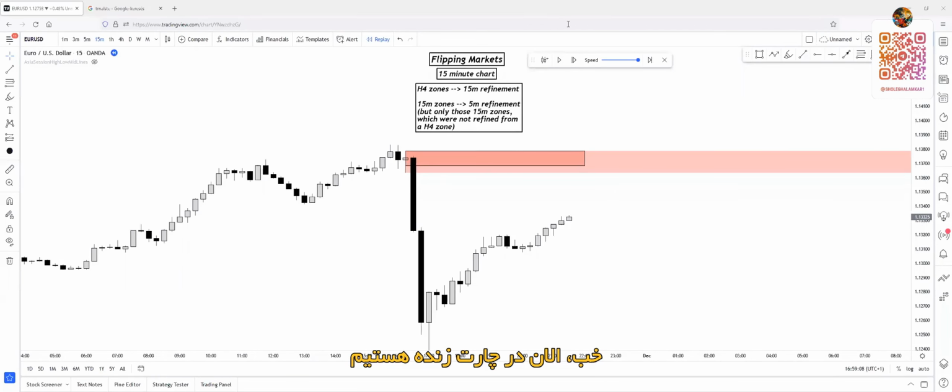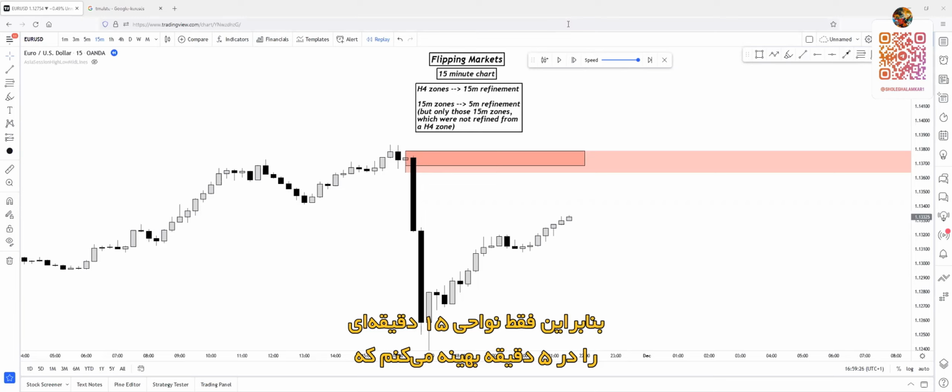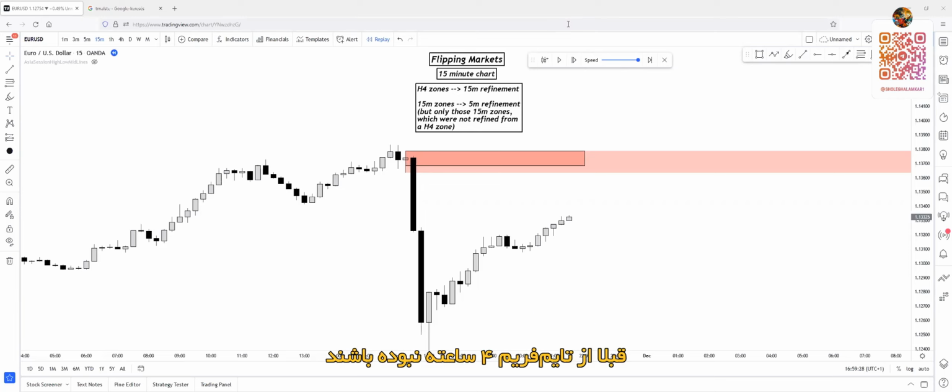Okay, we're on the live chart. I usually do two types of refinements. The first one is the 4-hour zone refinement on the 15-minute, and the second one is the 15-minute refinement on the 5-minute. But if I refine the 4-hour zone on the 15-minute, I just keep it that way, and I won't refine it again on the 5-minute. So I only refine those 15-minute zones on the 5-minute, which were not refined from a 4-hour zone.